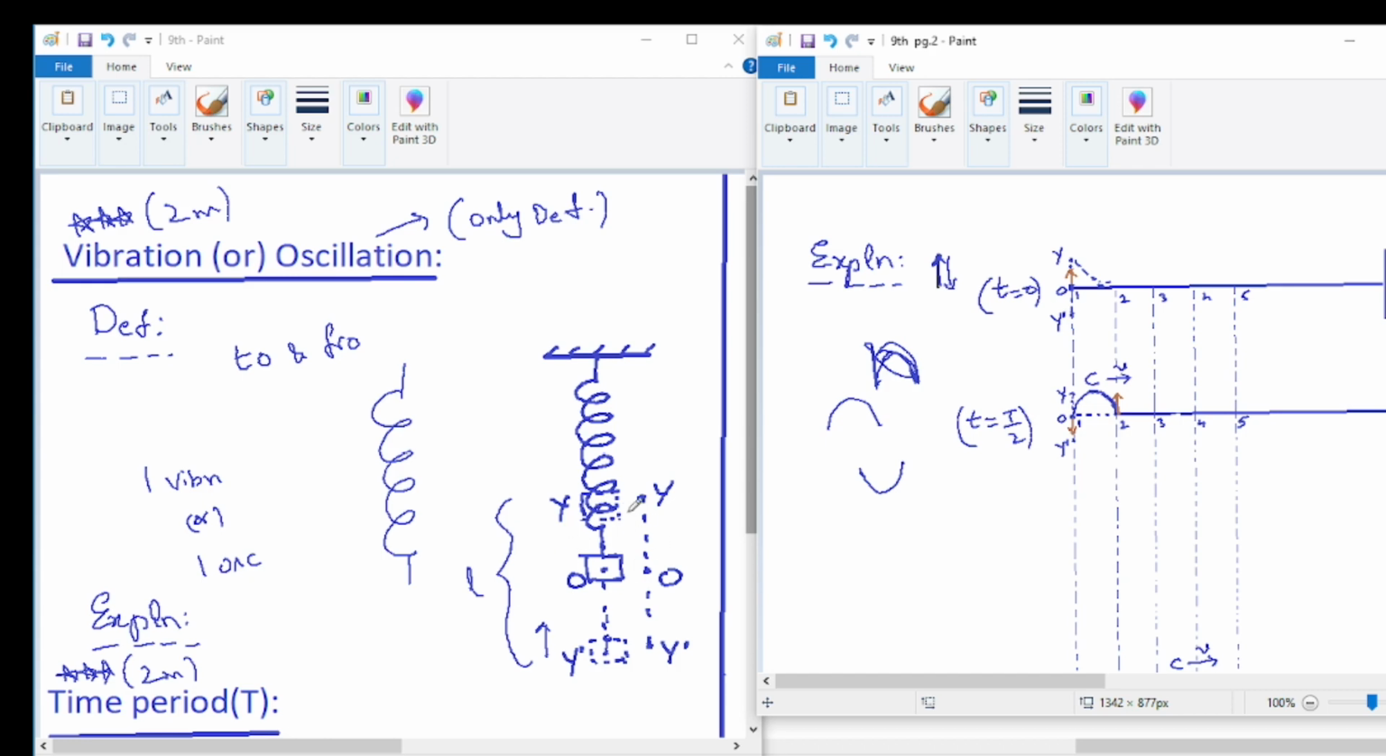So what is the total time taken for this? Already we have seen that it is nothing but half the time period, T is equal to T by 2. So this is how the situation is present. Now we can just easily understand, here a downward arrow.